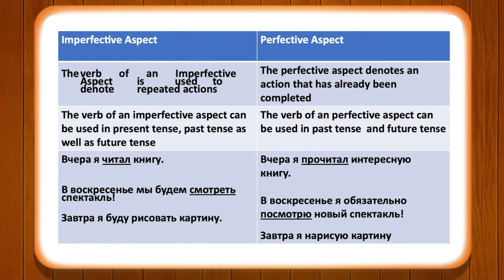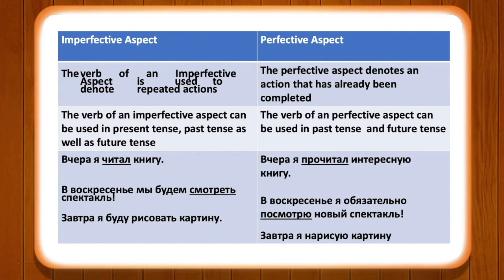Let us revise the meaning of the imperfective and perfective aspect. The imperfective verb denotes an action in progress or an ongoing action. This action could be in progress in the present tense, in the past tense, or in future tense. Imperfective verbs have three tenses. They can be used in present tense, past tense, and future tense. Whereas the perfective verb denotes a completed action.